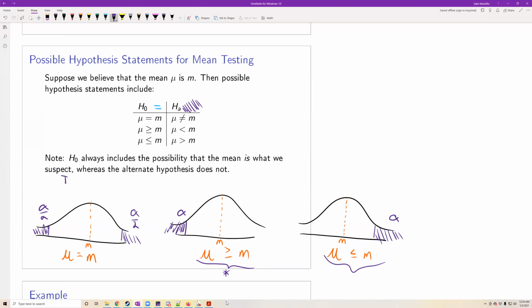We would call this a two-sided test, and we would call this a one-sided test.